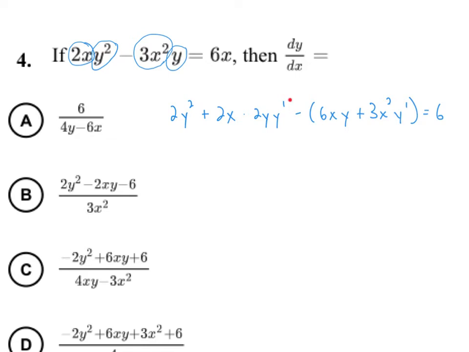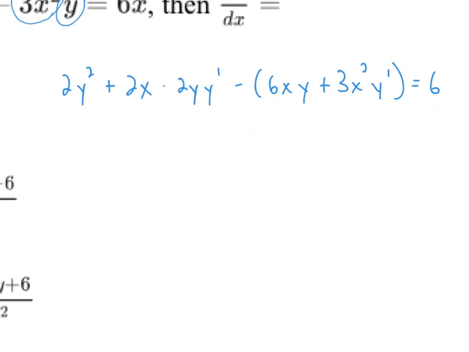Okay, then we can see we've got these two terms that have y prime in them, so we'll have to solve for those. The way that we're going to do it is get rid of parentheses. These two terms that have a y prime in them, we have to get those two terms on the same side of the equation, and then get everything else on the other side of the equation, and then we'll factor out the y prime and then divide by what's left over. Okay, so that's the plan.